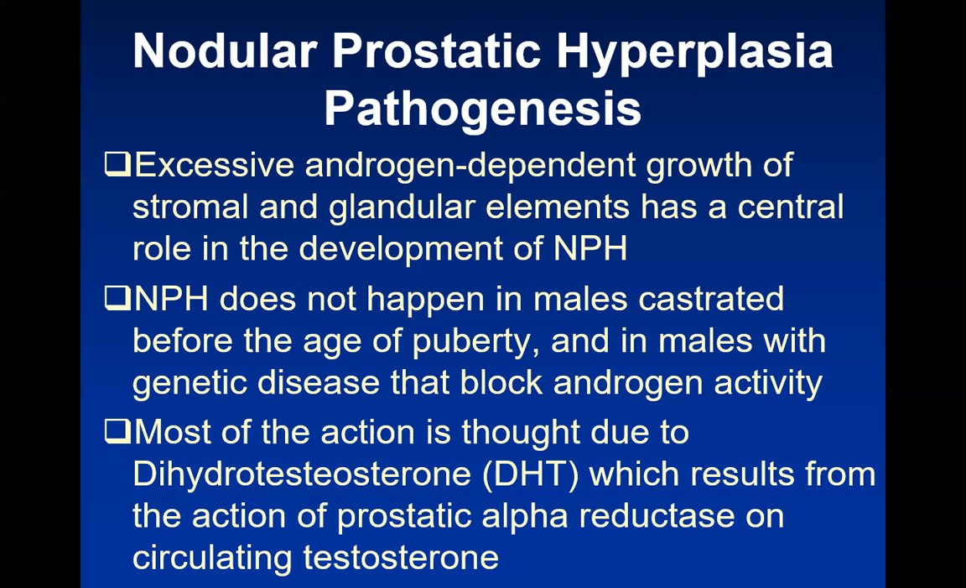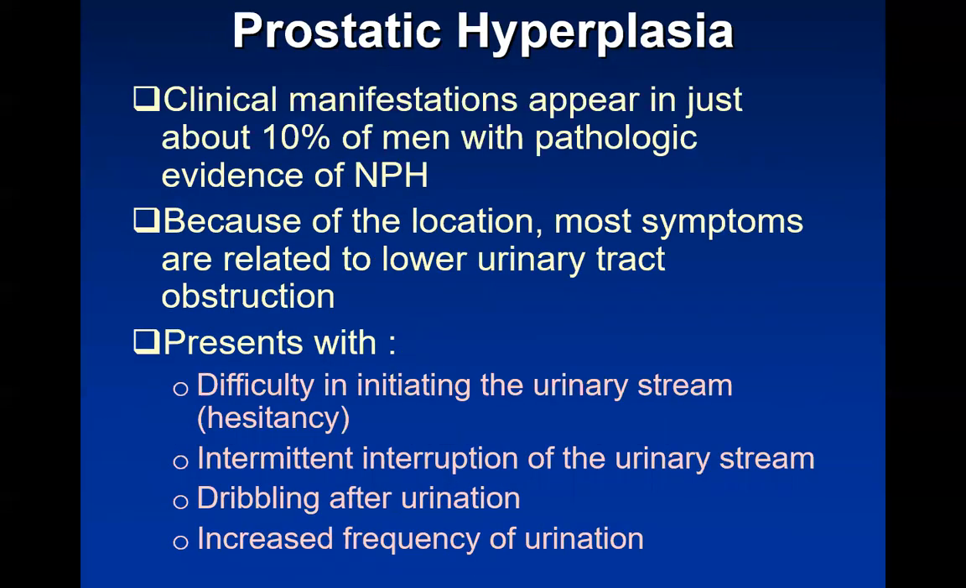Now, we'll talk about the pictures in a second. How does it present? In terms of presentation, even though it's a huge problem, only 10% of men with pathological evidence of nodular prostatic hyperplasia have a clinical manifestation. So you're really talking about a minority of the people with this condition who present with the symptoms and signs. It most commonly happens in the periurethral region of the prostate, so most of its symptoms are going to be related to the urinary stream.